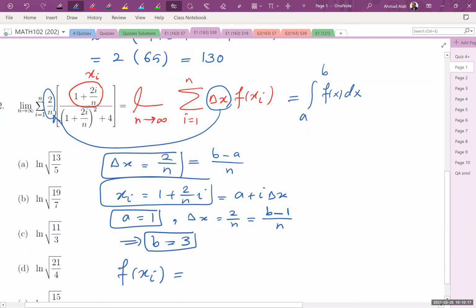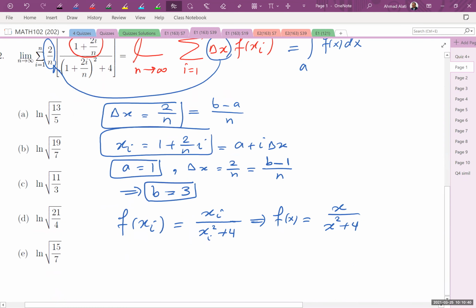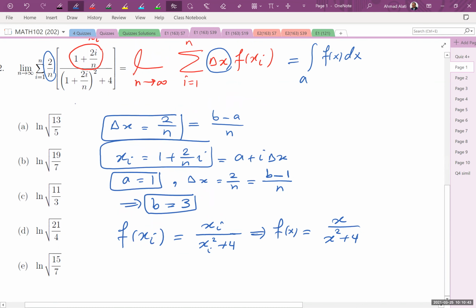It looks like, if you look at it again, that this is x_i over x_i squared plus 4. So this means that f of x is x over x squared plus 4. Now we can write this. Now the answer will be the integral from where to where? From a to b, from 1 to 3, of x over x squared plus 4 dx.